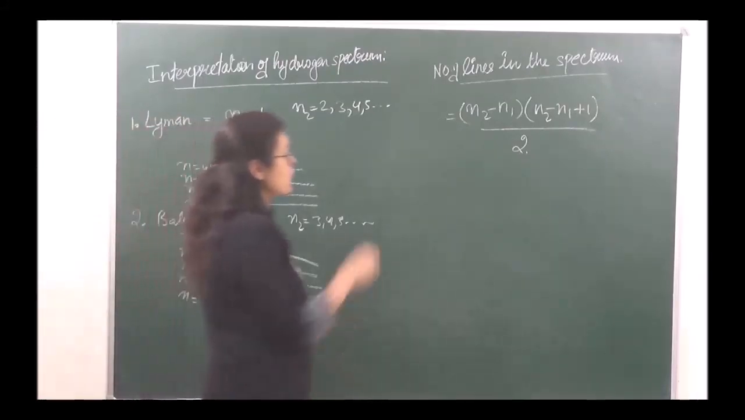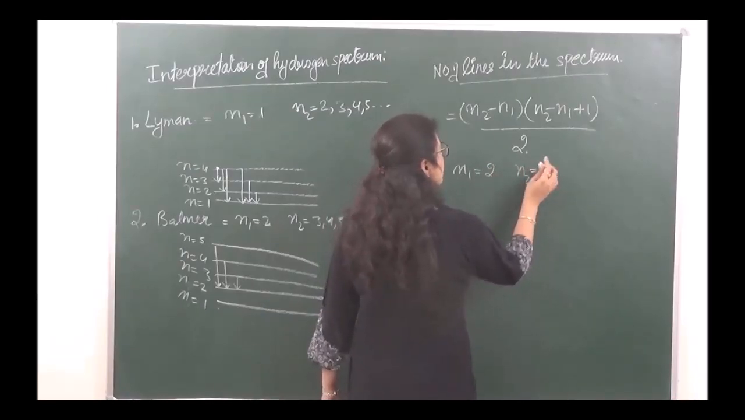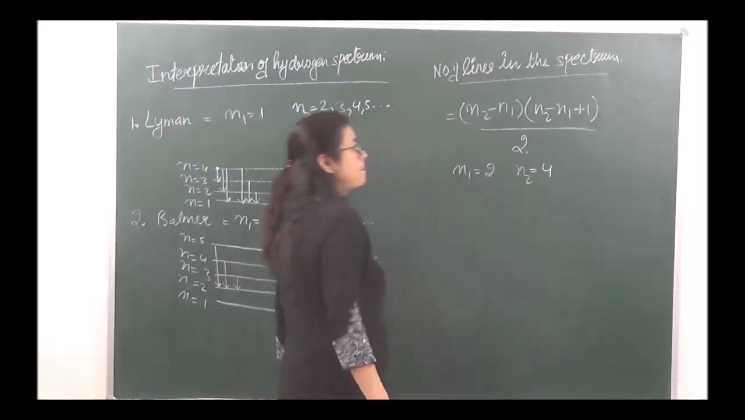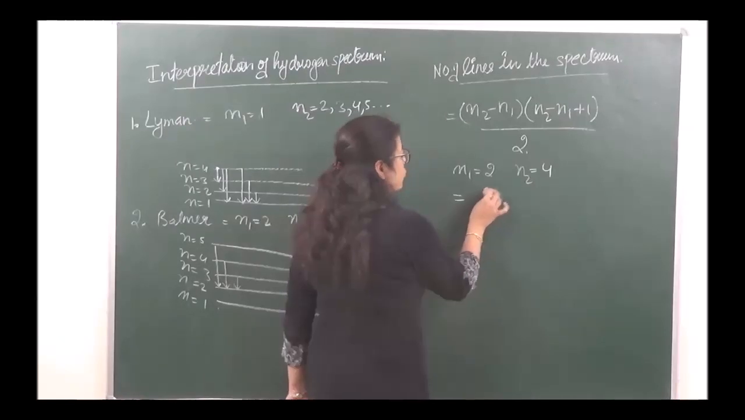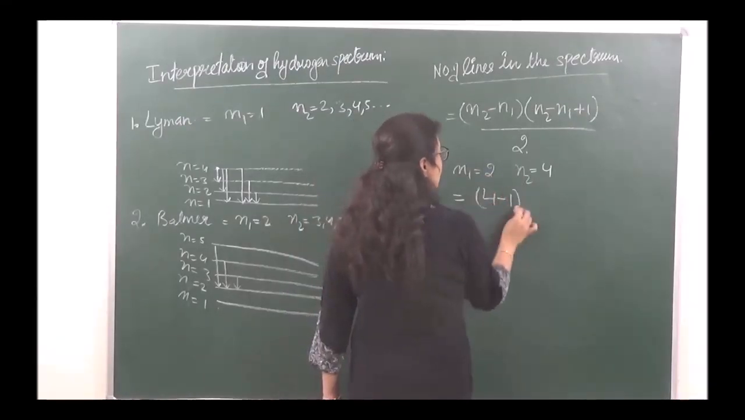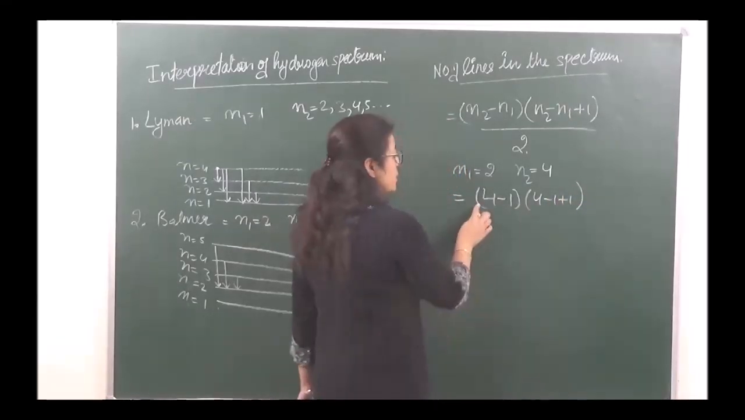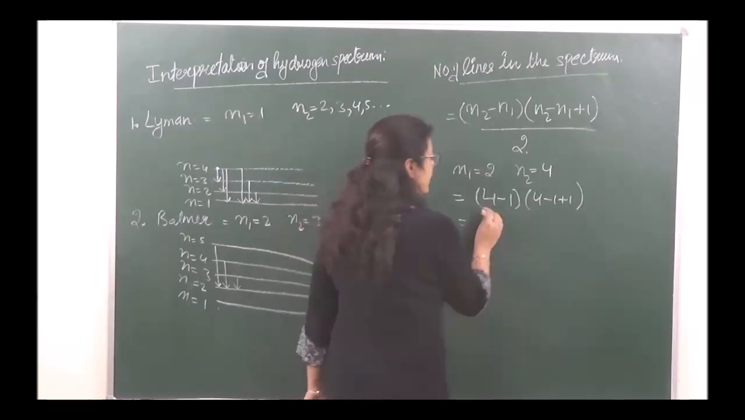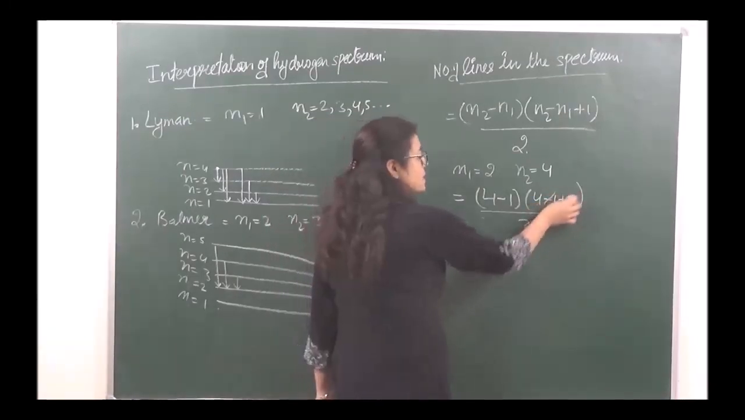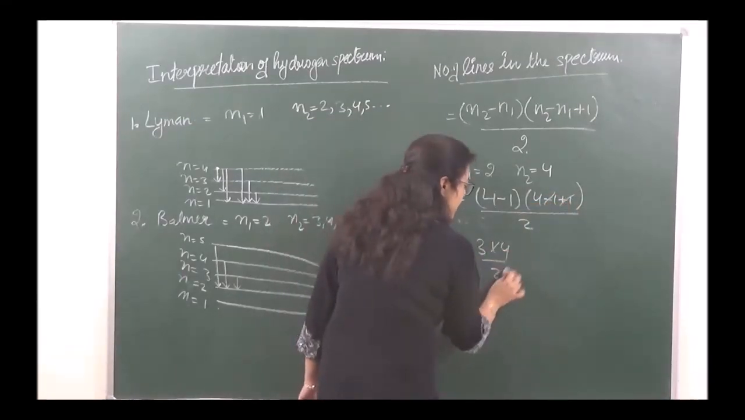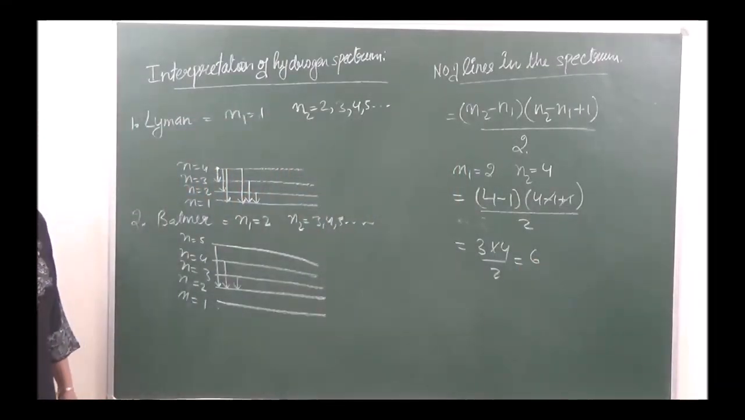Let's say there is a transition taking place from n1 is equal to 2 and n2 is equal to, say, 4. The number of spectral lines you are expected to calculate over here will be (4 minus 1) into (4 minus 1 plus 1) divided by 2. So 4 minus 1 is equal to 3. This and this get cancelled, into 4 divided by 2. So the number of spectral lines is going to be 6.